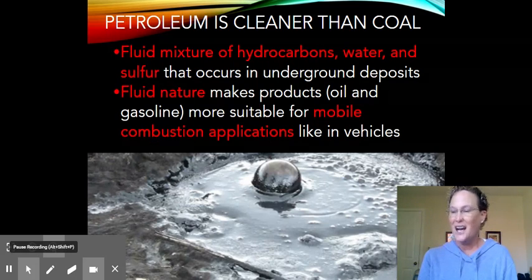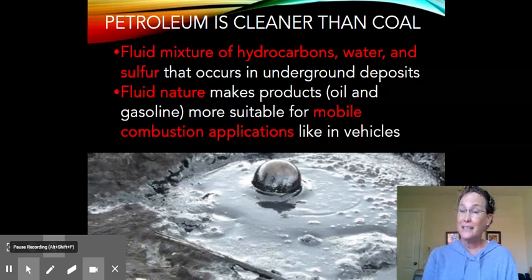So petroleum is cleaner than coal, although it still has many of the same environmental problems. So what is petroleum? It is a fluid mixture of hydrocarbons, water, and sulfur that occur in underground deposits.